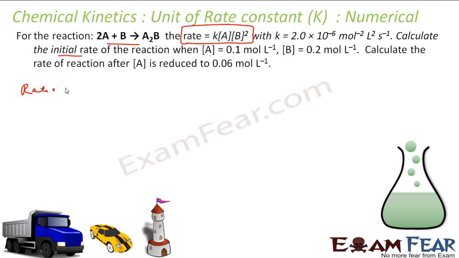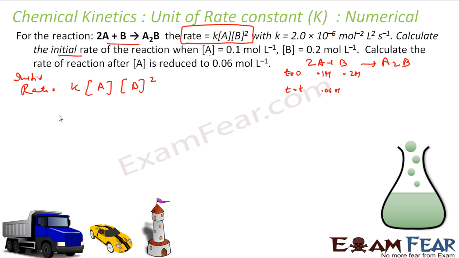So rate is nothing but, let me first write the equation here. 2A plus B gives A2B. So at t equal to 0, A was 0.1 M, B is 0.2 moles per liter, and after some time t, A will be reduced to 0.06 M, B we don't know. So initial rate is nothing but K, same value, we'll put here, concentration of A, concentration of B to the power 2. Since it is the initial rate, we'll put all the initial values.